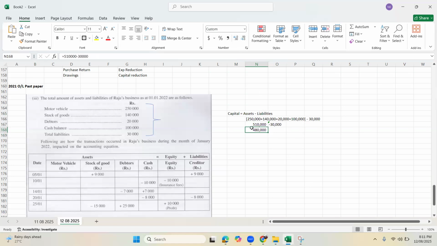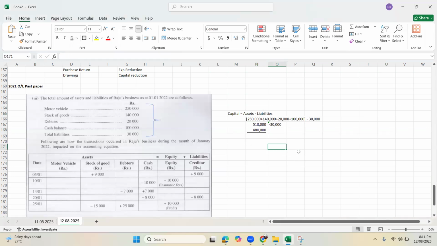480,000. Is that clear to you? Yes, sir. Right. Motor vehicle 250, stocks 140, debtors 20, cash balance 100,000. Add together minus the liability. That is 30,000. You get the capital balance, that is 80,000.